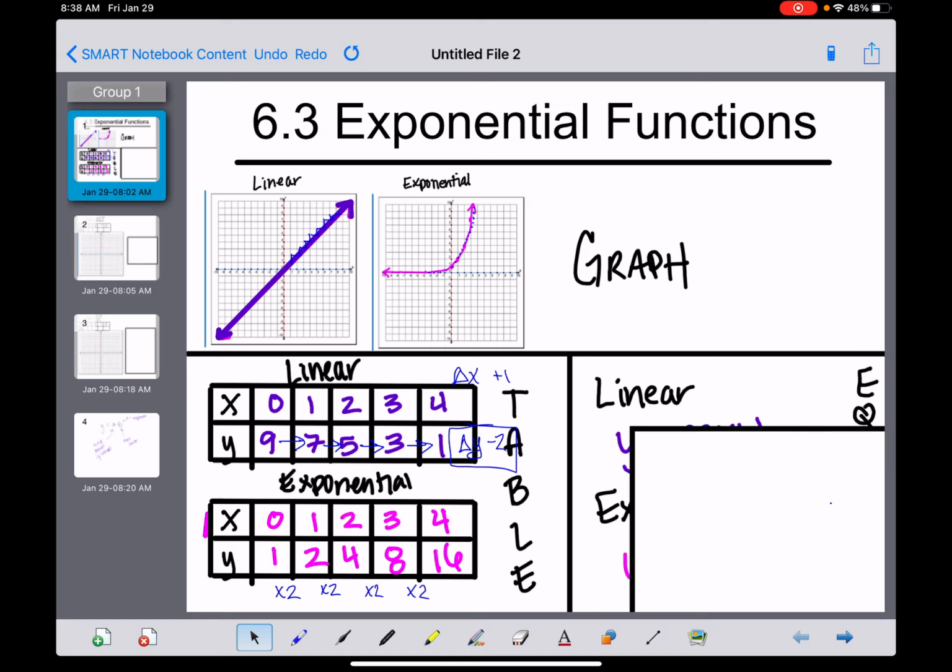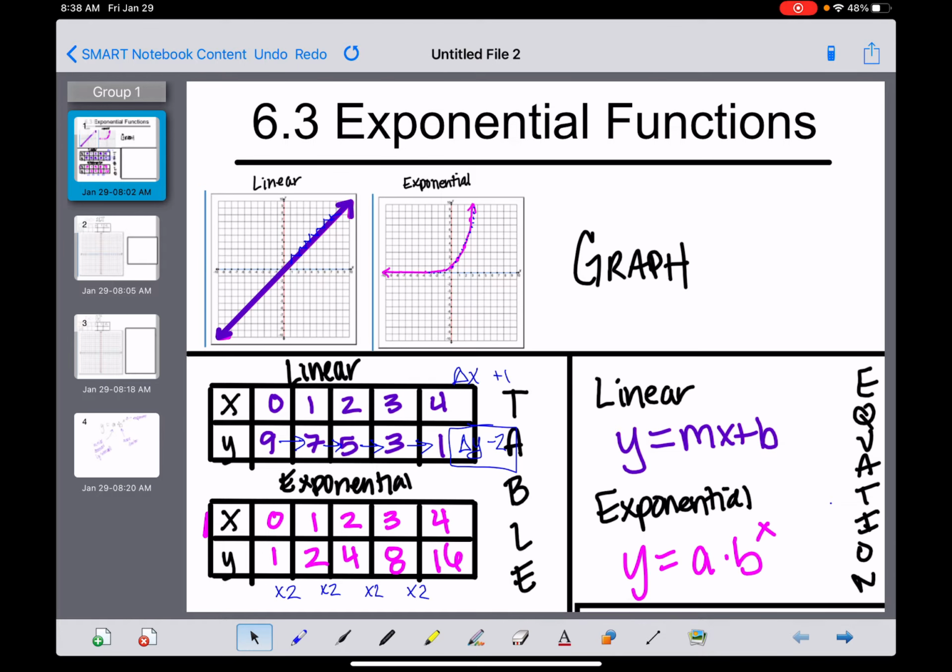The last difference we're going to look at is the equation. So we use the equation slope-intercept form y equals mx plus b time and time again to determine if it was a linear function or not. And the important part is that it had an exponent of 1. Well, the equation that we're going to look at for exponential functions is y equals a times b to the x power. Notice that our exponent is where the x is. That's what makes it an exponential function.